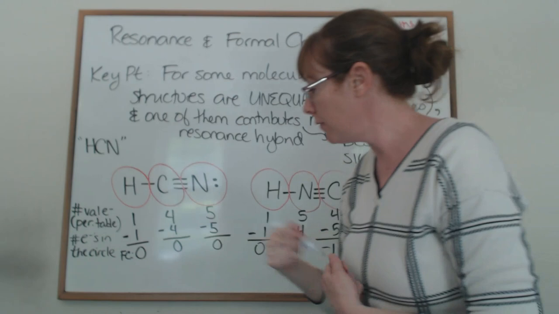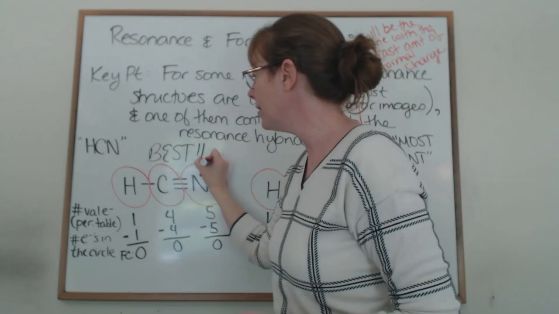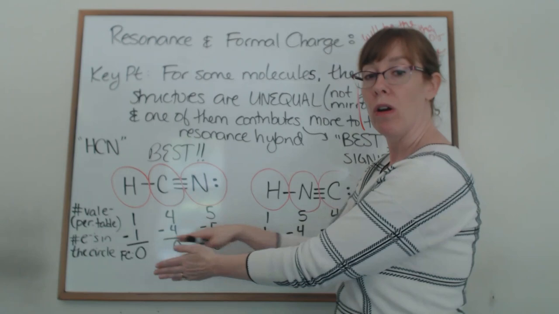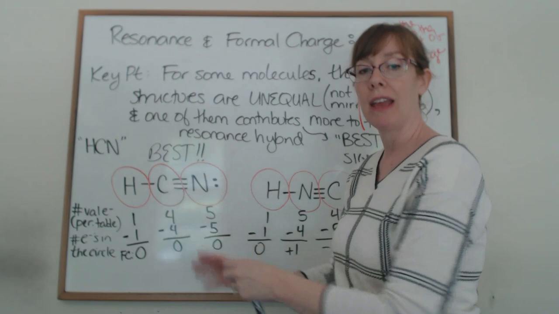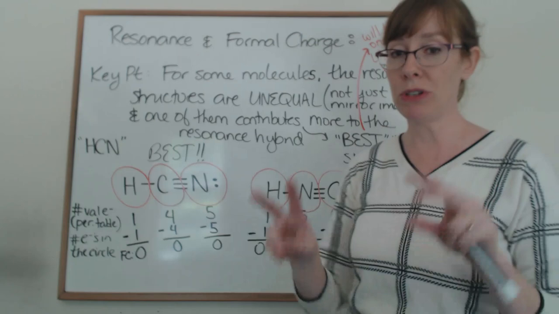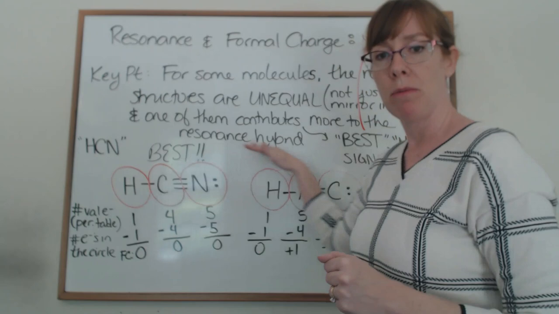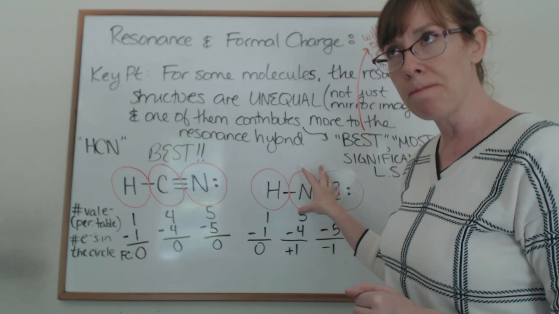Think of formal charge as a bad thing. Atoms don't want formal charge. So if you can draw a Lewis structure where all of them are zero, that represents your best, most accurate or significant Lewis structure. Technically, there is still resonance. This one does contribute to the hybrid, but think about 99.9% this one, 0.1% the other. I just made that up, but it's very insignificant, so it doesn't really describe the molecule.